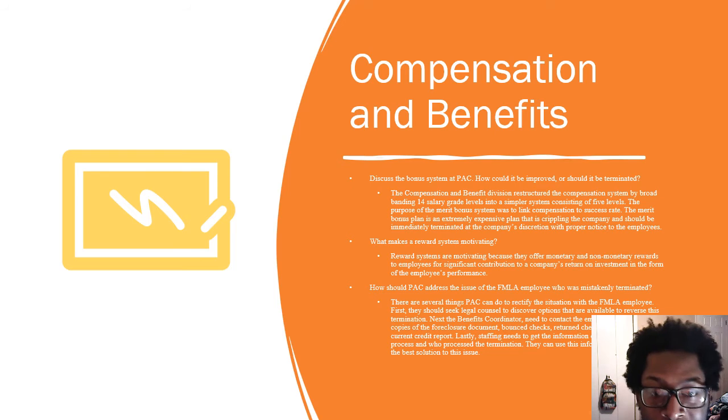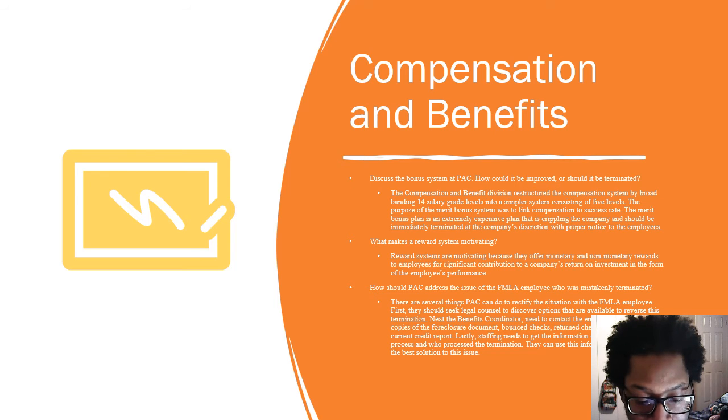What makes a reward system motivating? Reward systems are motivating because they offer monetary and non-monetary rewards to employees for a significant contribution to a company's return on investment in the form of the employee's performance.